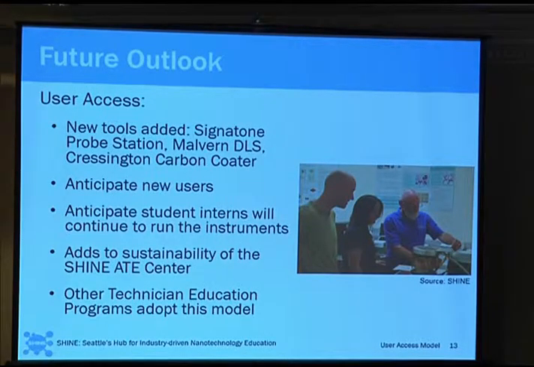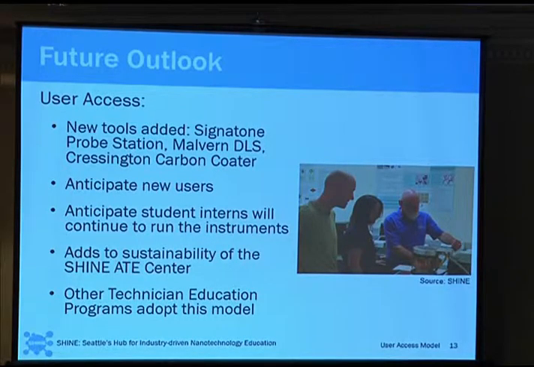So we want to continue working on the user facility and continue to develop it, and Christine's going to talk about some things we have coming up in the future. So recently, and what's not on our fee structure, some of the paperwork that you received, there are 3 new tools that we added. One is an analytical probe station, a dynamic light scattering instrument to measure nanoparticle size, and a carbon coater.